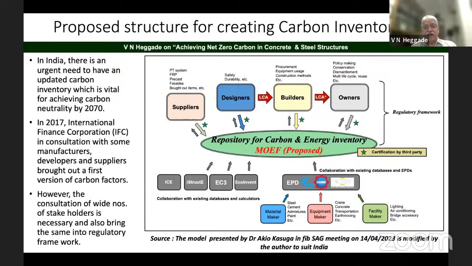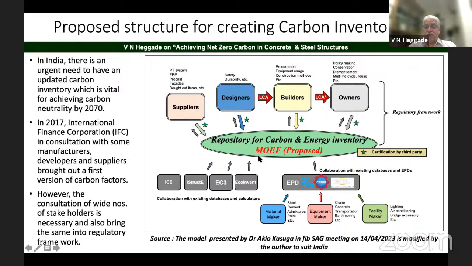Unfortunately, in India, we don't have a carbon factor and energy factor inventory that is ratified and available. The first step is to make sure that we get these carbon factors for all the construction materials. The repository for carbon and energy inventory should be built from data obtained from suppliers, designers, builders, owners, and also by collaborating with various institutions, like I told you, such as EC3, Econwell, and also the equipment makers.